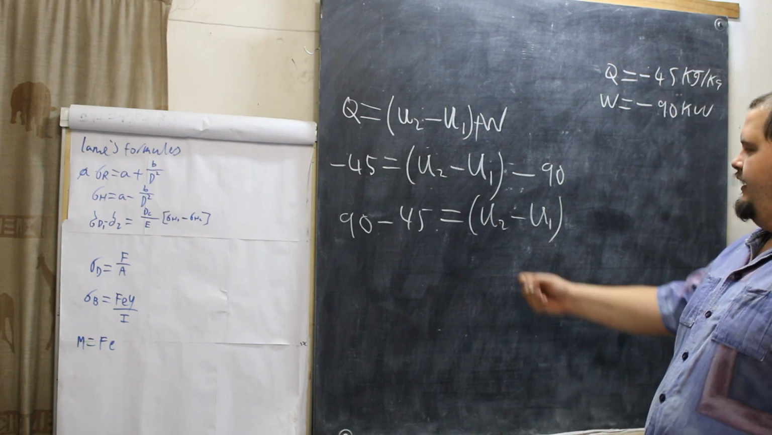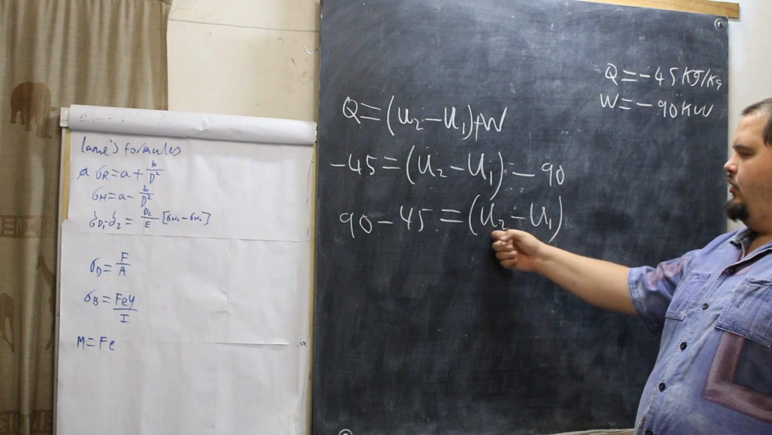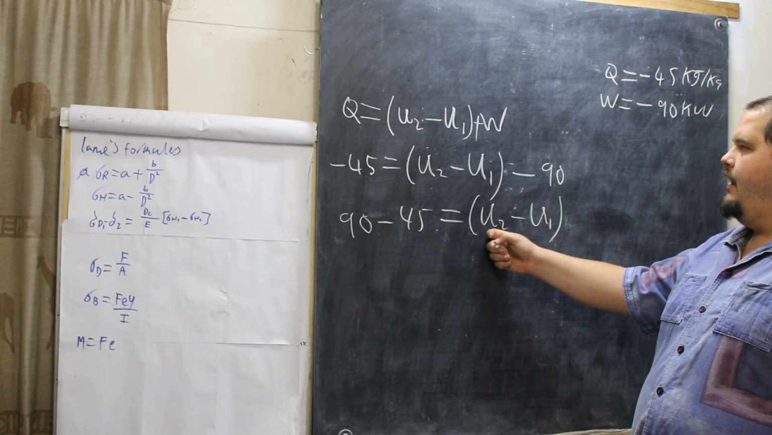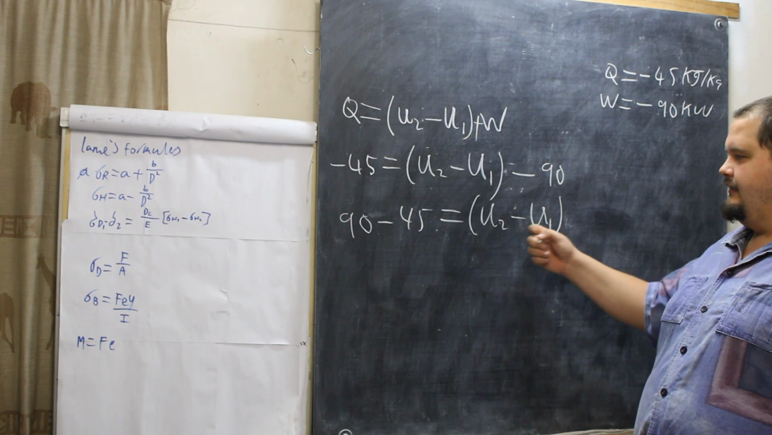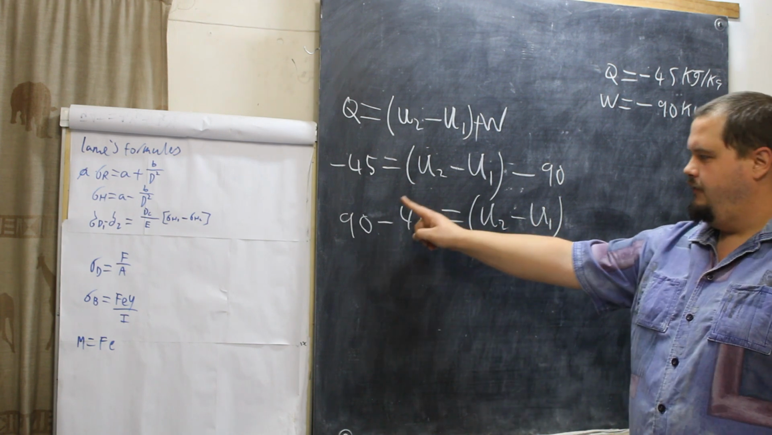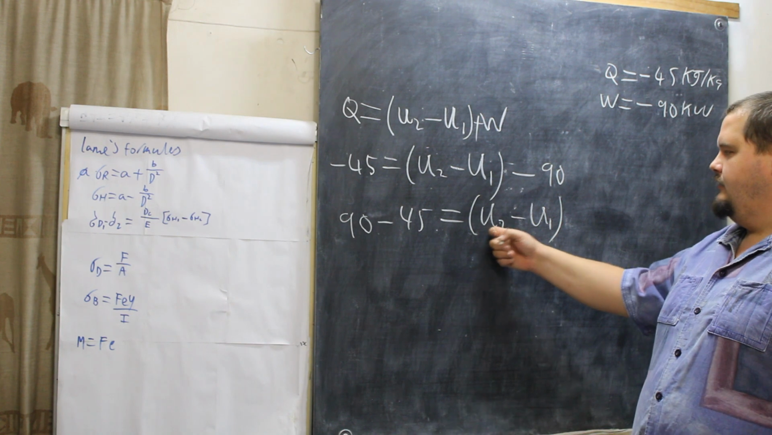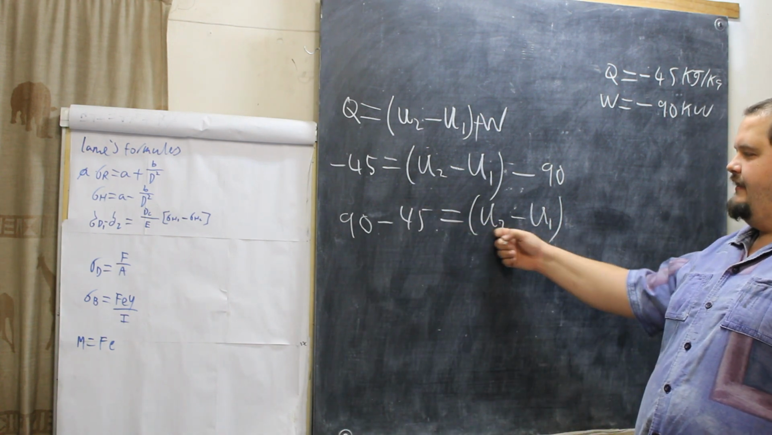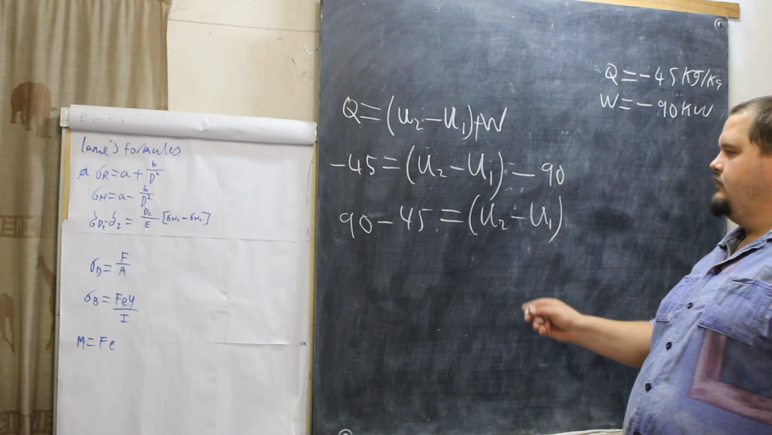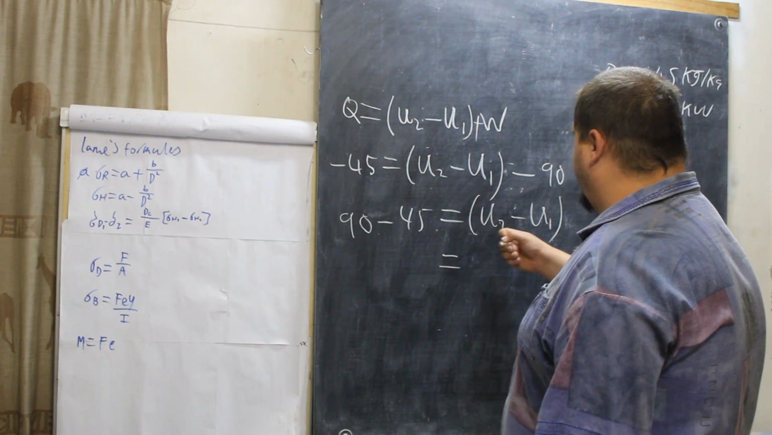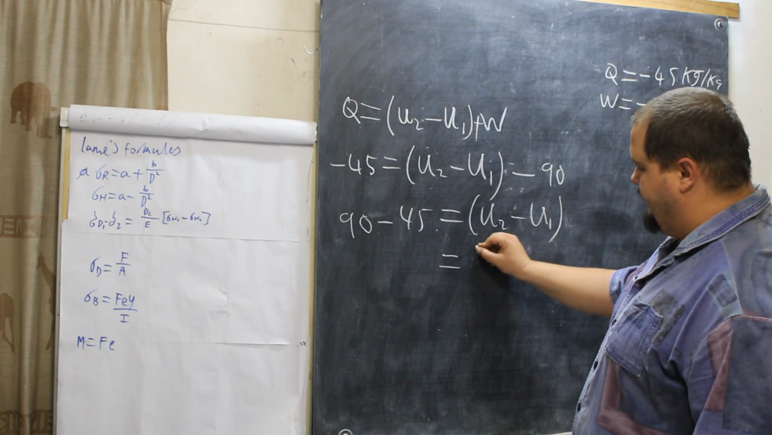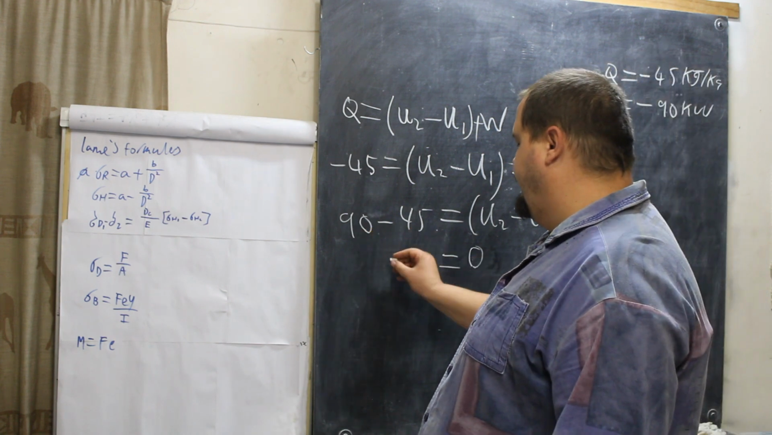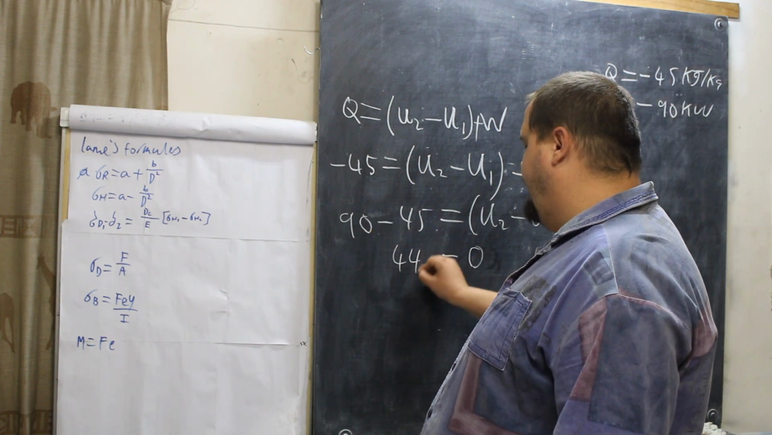Now, these are both your internal pressures and units of heat and things like that. This is internal, this is for the whole system. We don't have anything internal to do, so this will equal 0. So U2 minus U1 in this particular case equals 0. So 90 minus 45 is equal to 45.